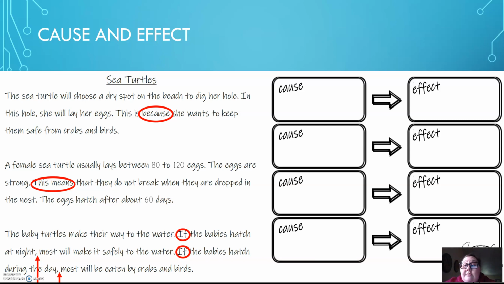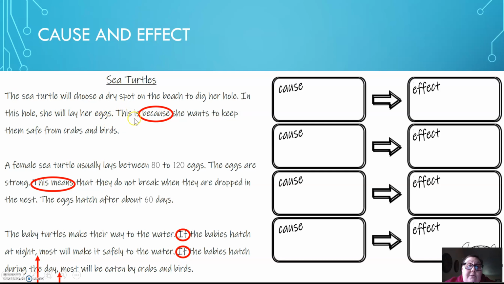Okay, so we have some of those signal words here. Let's look at because. So they say, in this hole she will lay her eggs. So then it says this is because. So we need to look at this is referring to her laying her eggs in the hole. Okay, that's what this is referring to. Sometimes you have to be careful because it would be way easier for them to say, she will lay her eggs in the hole because she wants to keep. That would be really simple for us to understand.